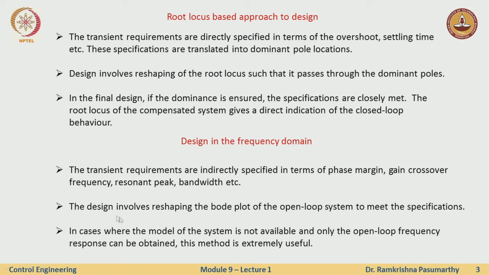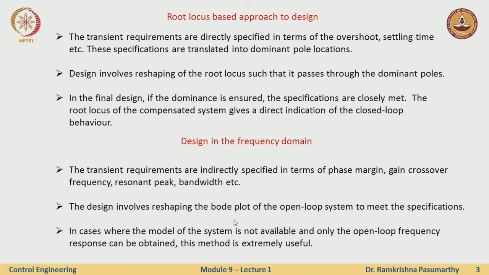In this case the design would involve reshaping of the Bode plot to meet the specifications. Analogous to what was happening in the time domain, where we wanted the root locus to pass through the dominant pole location, similar specifications will have to be met even in the frequency domain via the Bode plot, and we will see how we do that. And this is also advantageous to me in more than one way, right. In cases where the model of the system is not available, and I could construct the open loop frequency response, this method is extremely helpful.